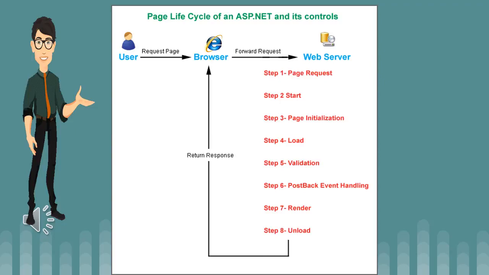InitComplete. The page object raises this event. This event is used for processing tasks that require completion of all initialization. PreLoad. Use this event if you need to perform processing on your page or control before the Load event. After the page raises this event, it loads view state for itself and all controls, and then processes any postback data included with the request instance.